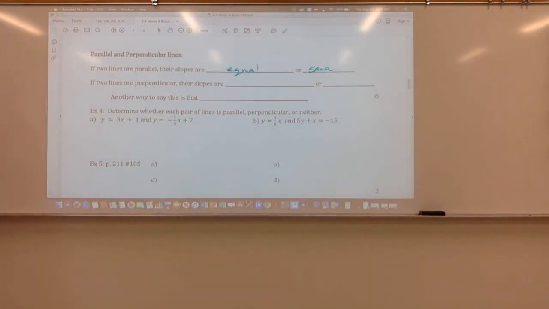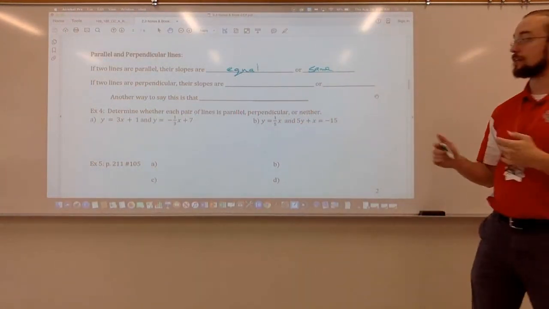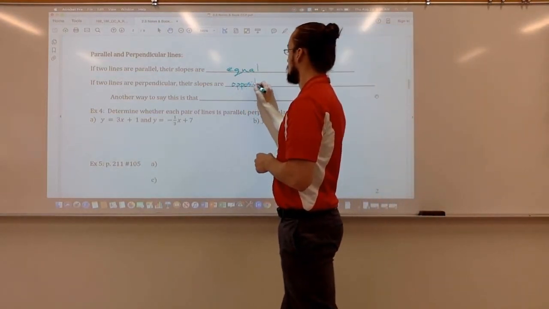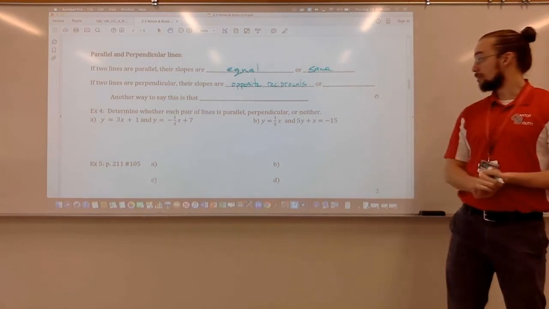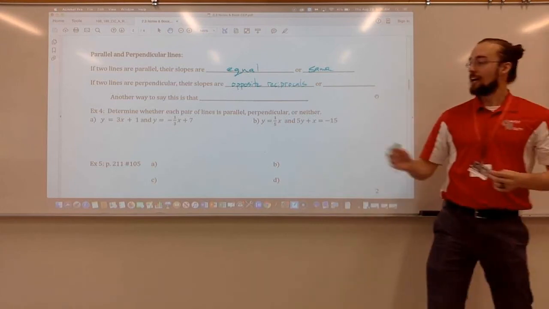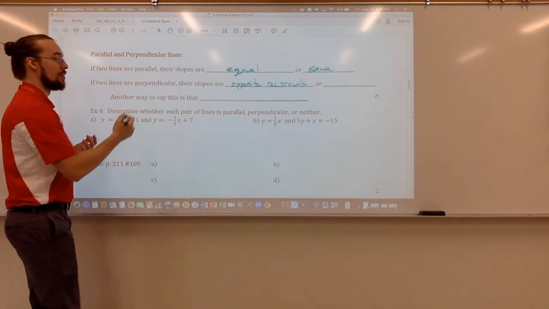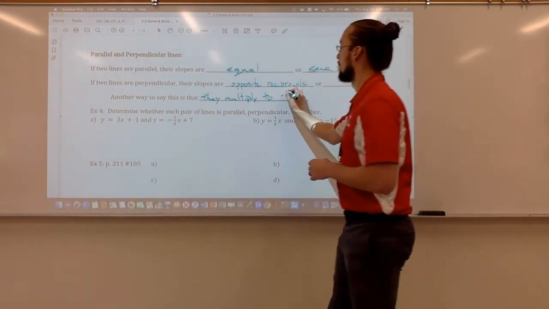What about perpendicular lines? What's the relationship between perpendicular slopes? One's positive, one's negative. That's half of it. And they're reciprocals, right? They are opposite reciprocals of each other, meaning one's positive, one's negative, and you flip them. Well, they're different in a very specific way. Another way to say opposite reciprocals is that they multiply to -1. Okay? Opposite reciprocals will always multiply to -1.